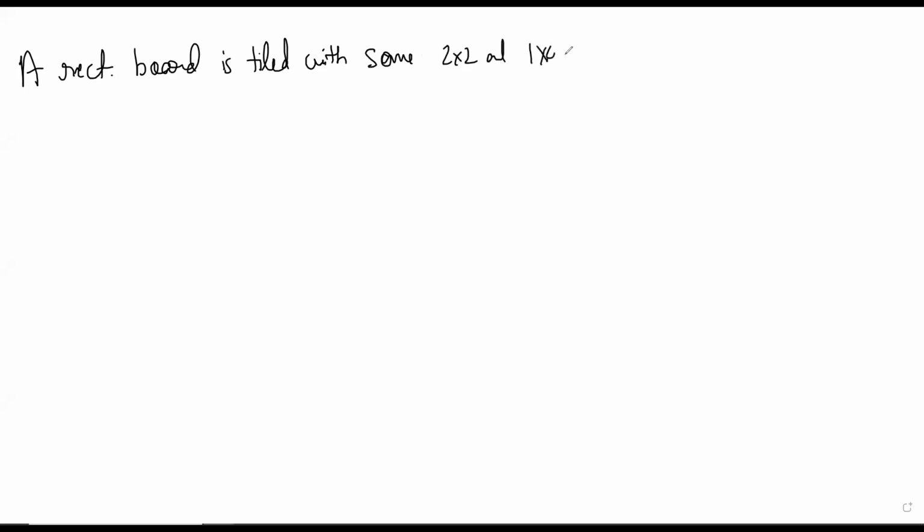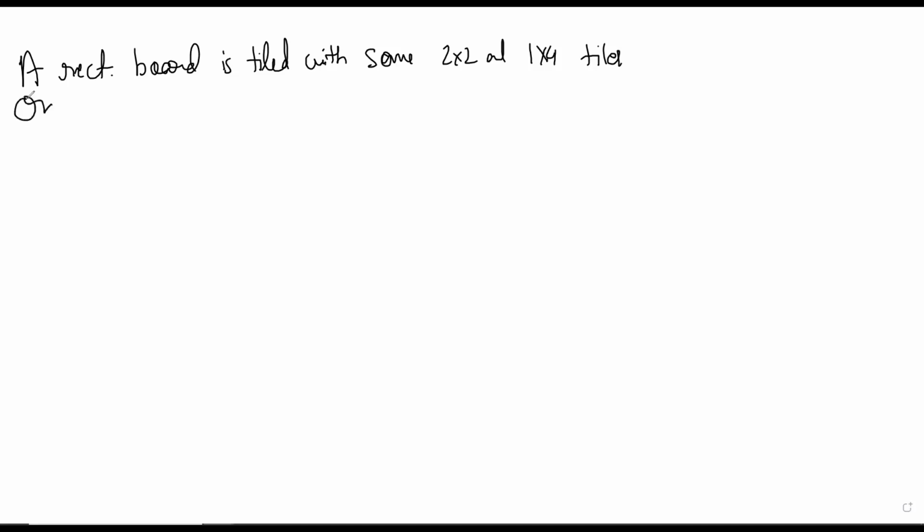Yeah. So I think that particular tiling should work. Let's see. Let's write the problem once again clearly. A rectangular board floor is tiled with some 2 by 2 and 1 cross 4 tiles. Correct? Yeah.